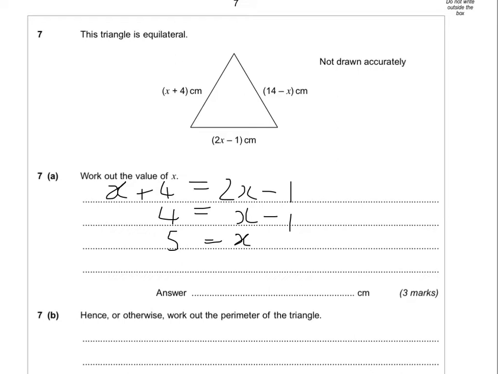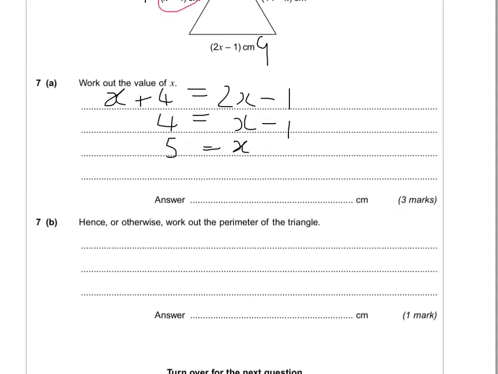So hence or otherwise, work out the perimeter of the triangle in part B. We can go back here, and if we put x equals 5 in, we get 9. Just checking the other ones work. 9 and 9. So it's an equilateral triangle. All the sides are length 9. So that's why it is only worth 1 mark down here, because it's basically 9 plus 9 plus 9, or 3 times 9, which is 27 centimeters.